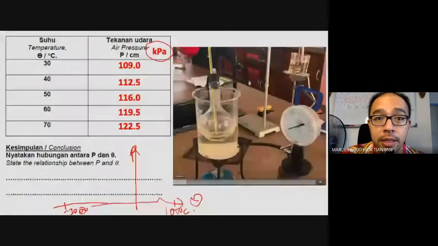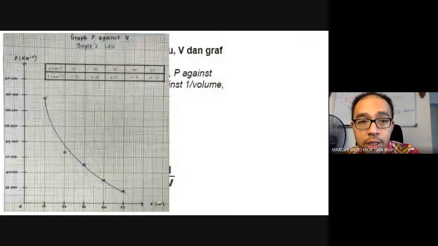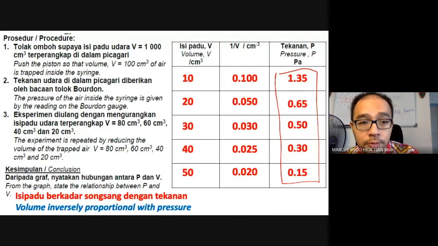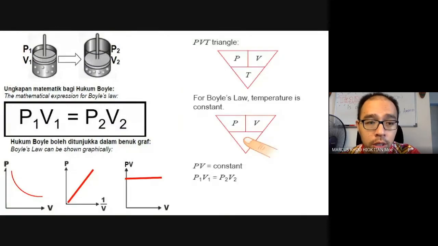Please remember this. So page 108, the mathematical expression for Boyle's law. Boyle's law states that pressure is inversely proportional to volume, or volume is inversely proportional to pressure, with the condition that the temperature and the mass of the gas are constant. So according to Boyle's law, the mathematical formula will be P1V1 equals P2V2.